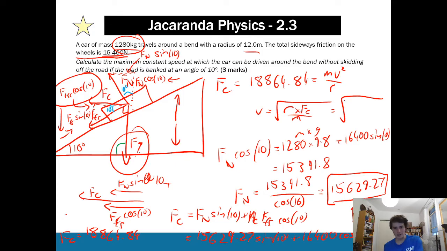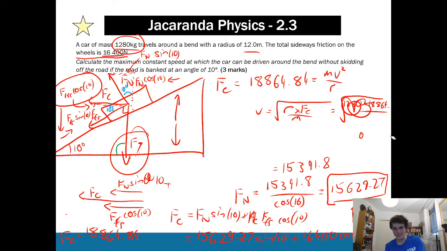So we get 1280 times 18,864, blah, blah, blah, divided by our radius. Sorry, I messed up that calculation. It should be the radius up the top. So let me just quickly rub some of that stuff out. I might get rid of this equation down here so I've got a little bit more space. And look, hey, sometimes, guys, these things happen.